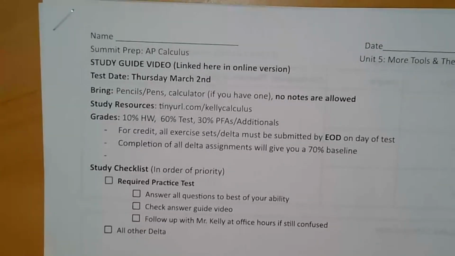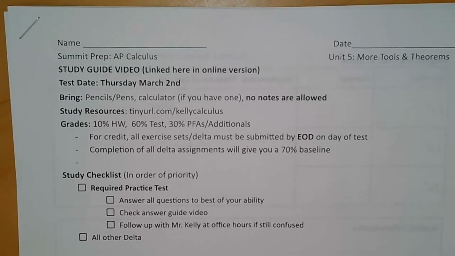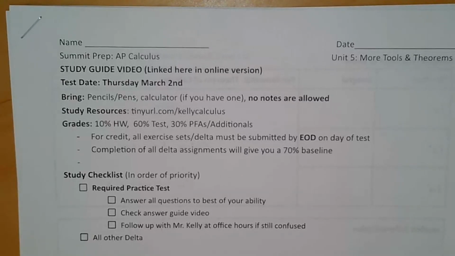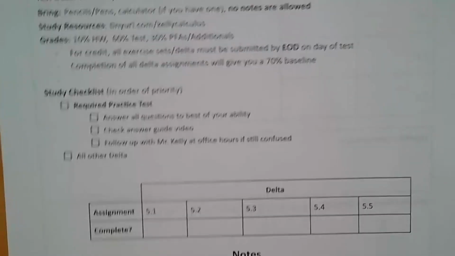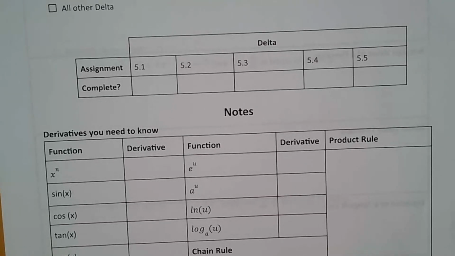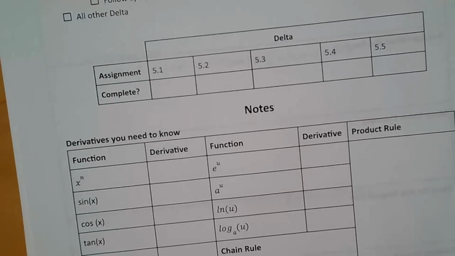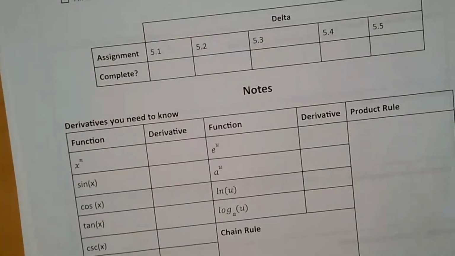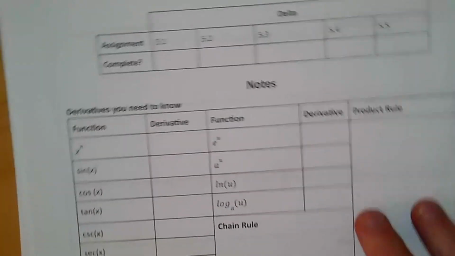This is the Unit 5 practice test study guide. Let's get to it. You guys know the drill. Do the delta. All right, we're on notes first, so we have a fair bit of notes here. We have first derivatives you need to know and derivative rules that you need to know.